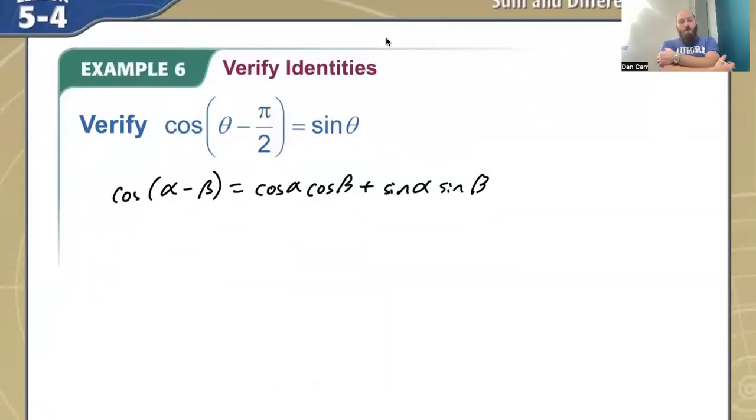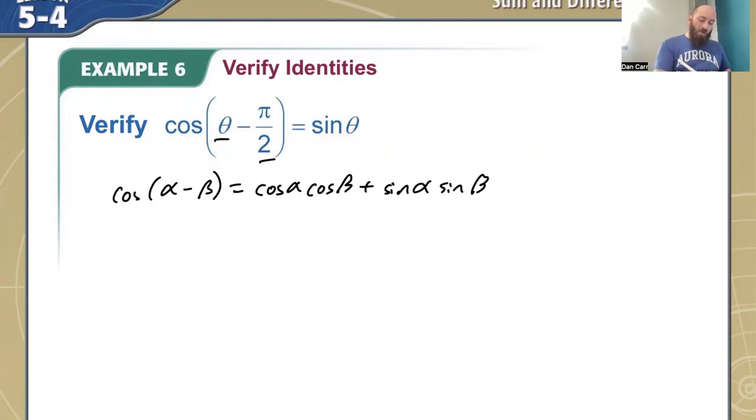Verifying identities. So this is an identity we've talked about in the past. Okay, this is just the idea that for complementary angles, cosine and sine are going to be the same idea. So let's talk about this in terms of those subtractions there. Let's see what it looks like. So if we want to use this, we're doing the difference of cosine identity here.